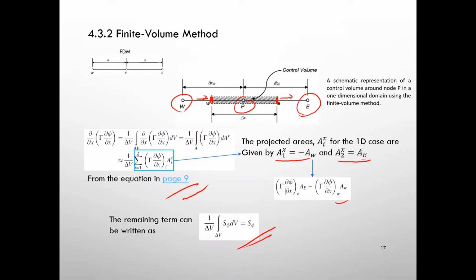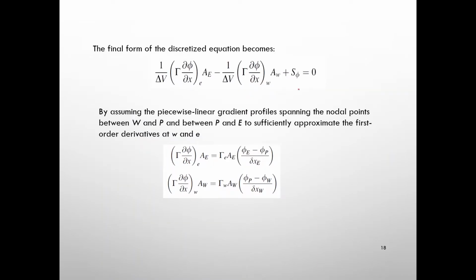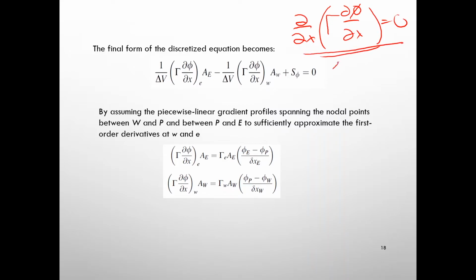As you remember, these two here indicate this is only one dimensional, because we have only two lines, left and right. So we take these equations into this. Basically what we get is the final form of the discretized equations. And for this we know that del over del x of del phi over del x equals 0. So this is the governing equation, and this is the discretized equation.